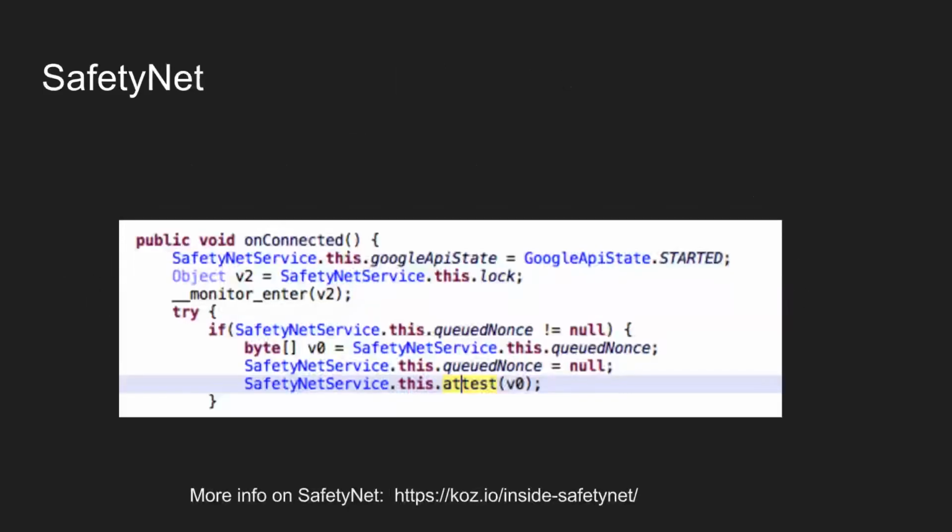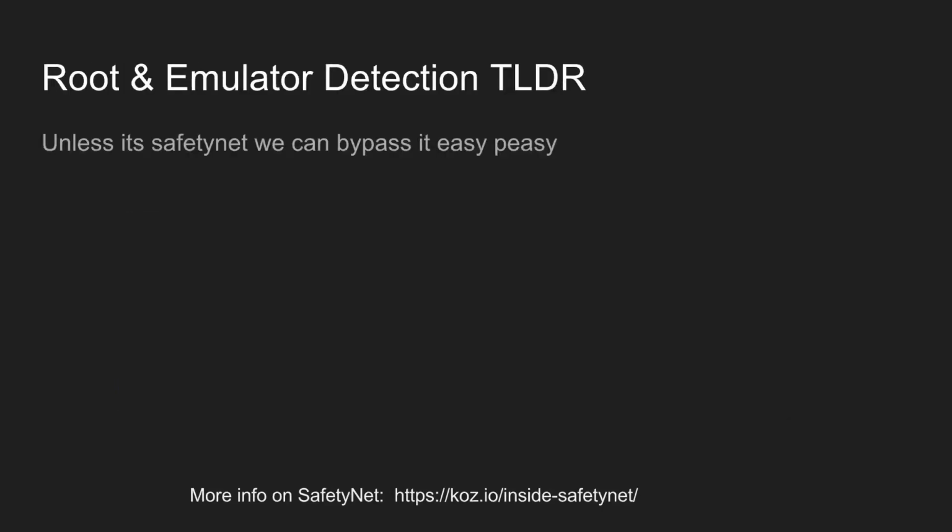This is what a SafetyNet call would look like. You're going to see some telltale strings here: the SafetyNet service, the Google API state. And the method in particular that starts this test is that attest method on the bottom, highlighted in yellow. There's a phenomenal teardown of SafetyNet at the link on the bottom there if you want to learn more, because that alone could be like a 60-minute talk. Okay, so TLDR here: unless it's SafetyNet, we can get around it either by patching, or changing values with a debugger, or just trivial little renaming of things.